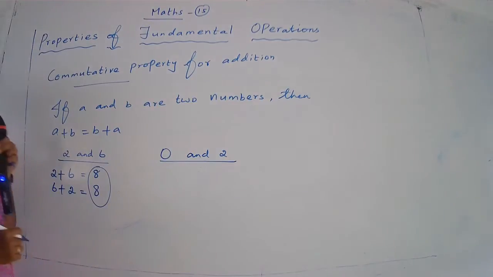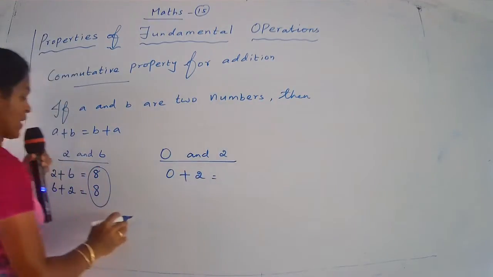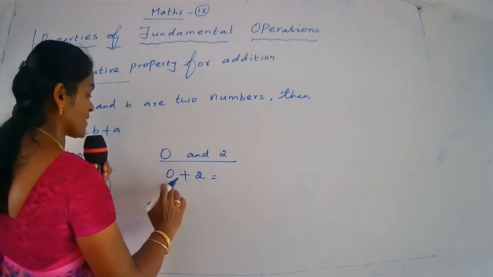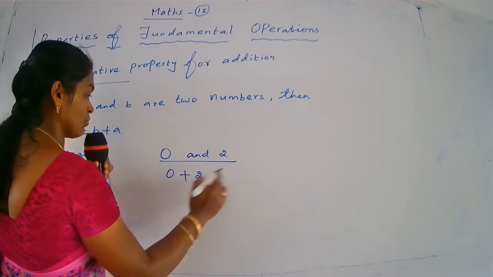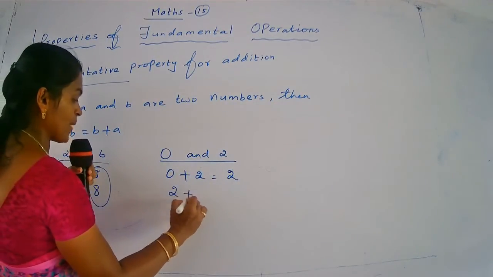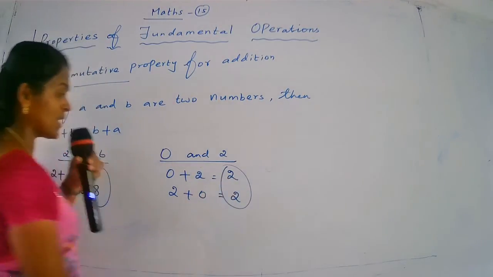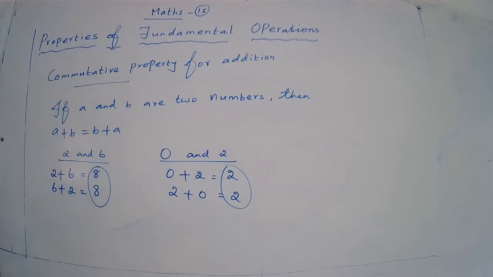Now you come to the third set, integers. Let us take two integers. One number is -1 and another number is 5. That is your choice. Now let us take -1 and 5. Now you find the value. You want to check A plus B is equal to B plus A.